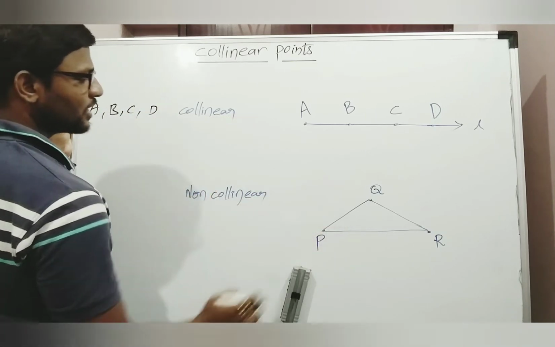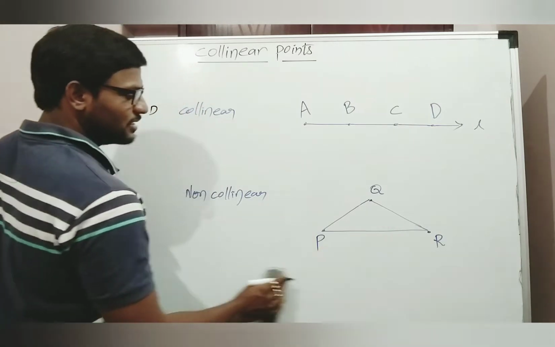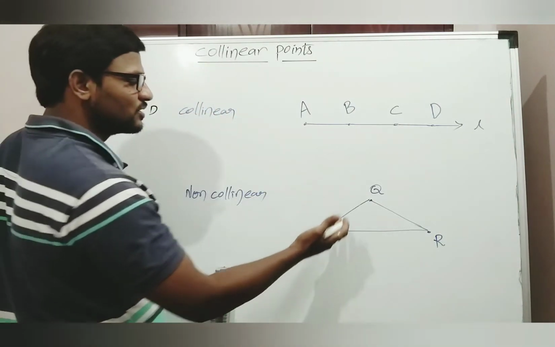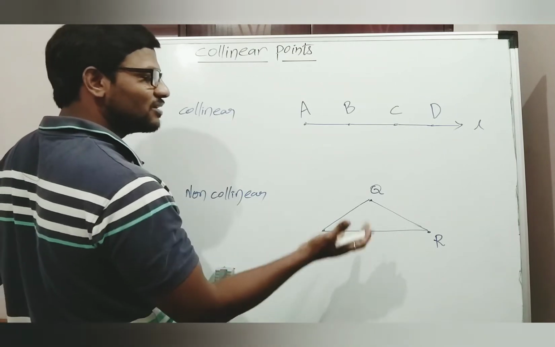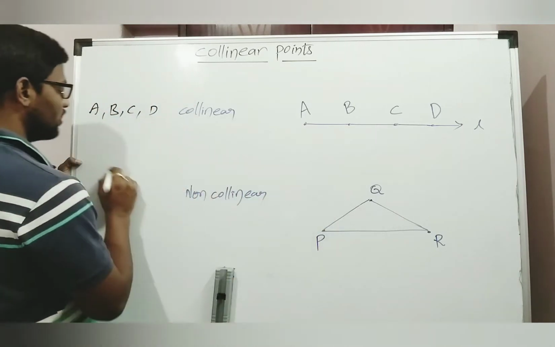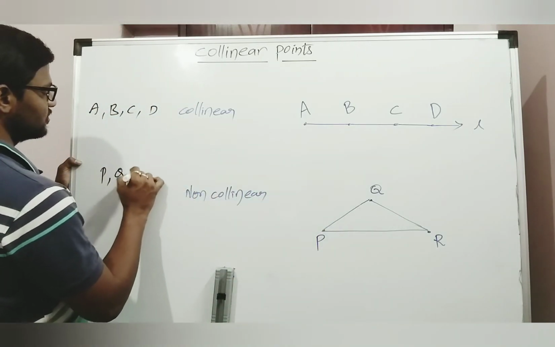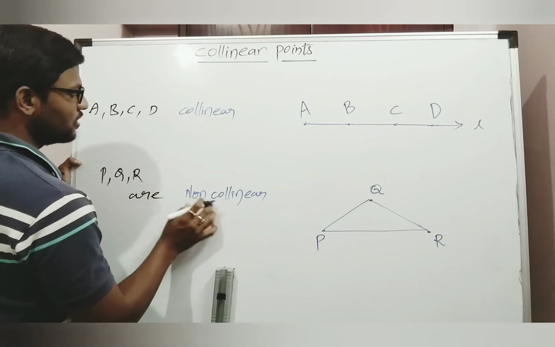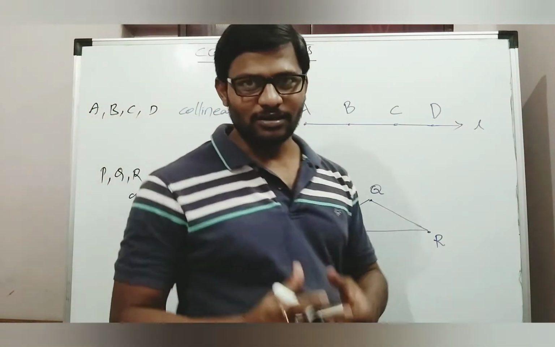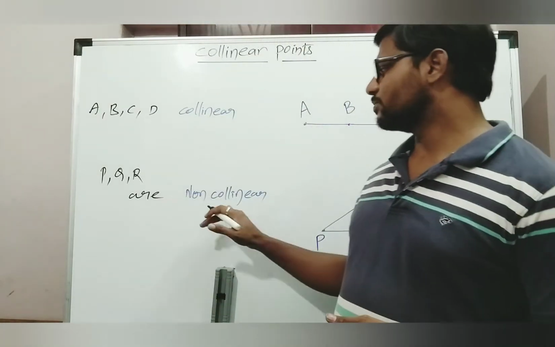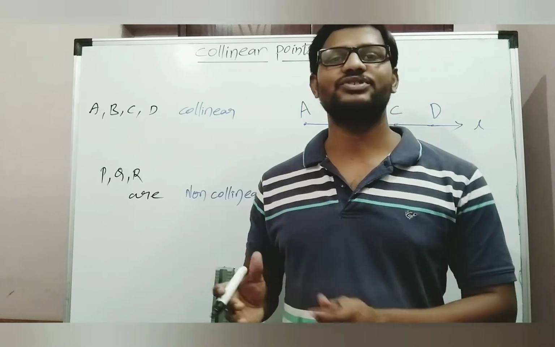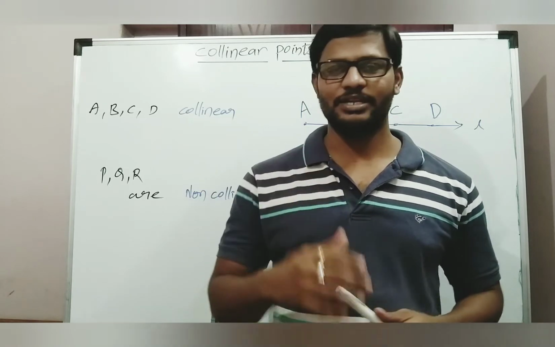And see here, P, Q, R. If we join P, Q, R, we are getting more than one straight line. So P, Q, R are not lying on the same straight line. These 3 are non-collinear points. So points which do not lie on the same straight line are said to be non-collinear points, and points which lie on the same straight line are said to be collinear points.